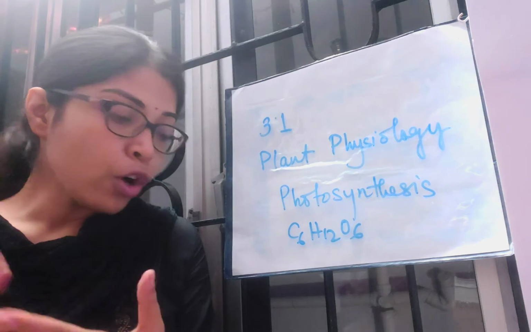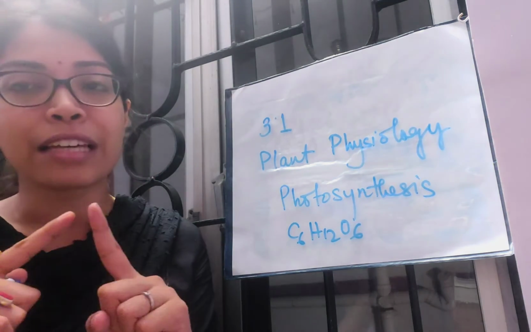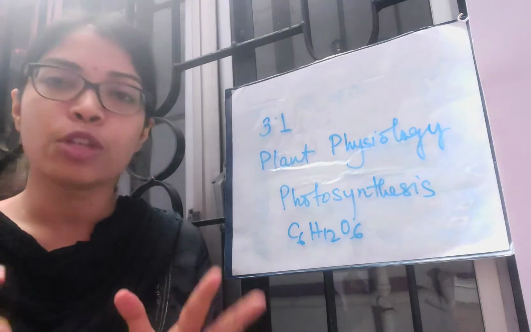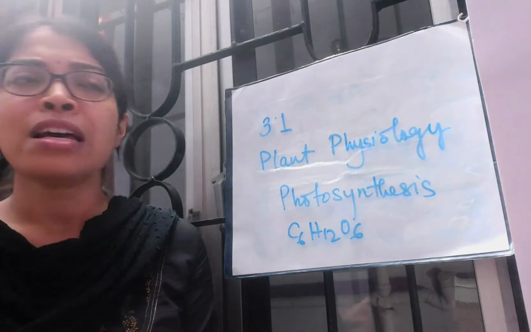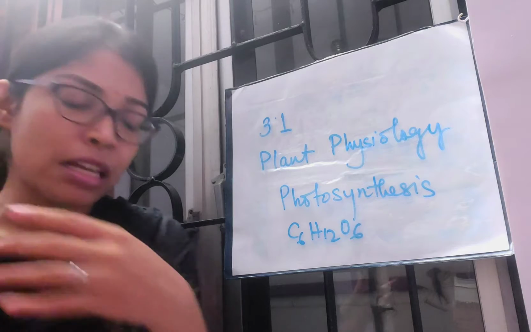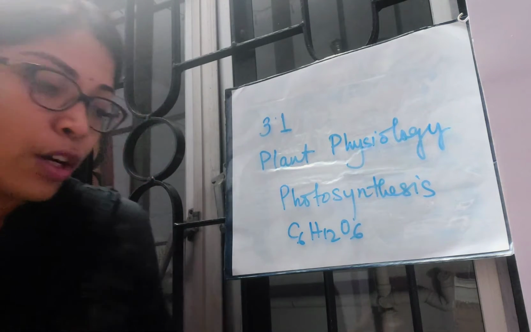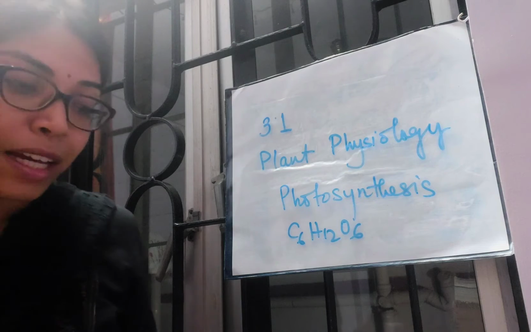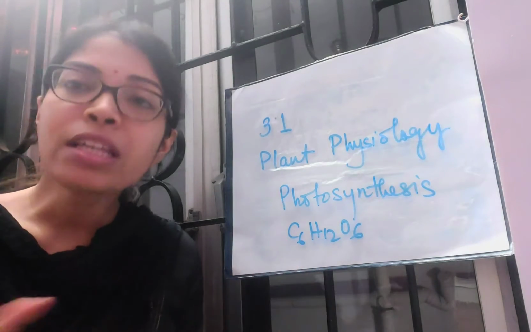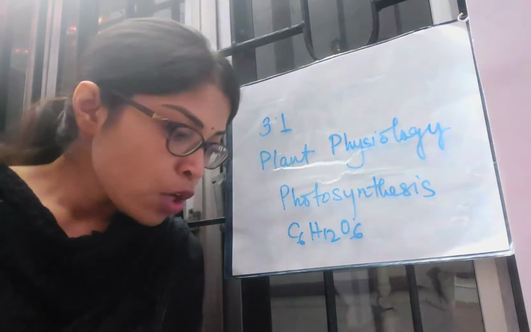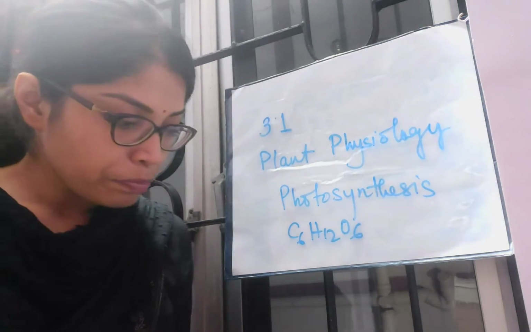Now we will talk about photosynthesis in great detail. You have learned about photosynthesis in class 7. There you only learned the very basic things about the process, but now in class 9 we are going to learn about the mechanism of photosynthesis, and all the details of photosynthesis in a very detailed manner. So let's start with the chapter.